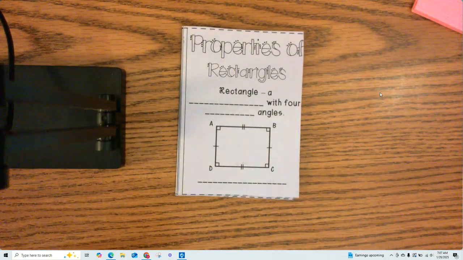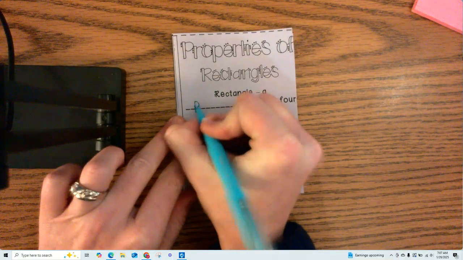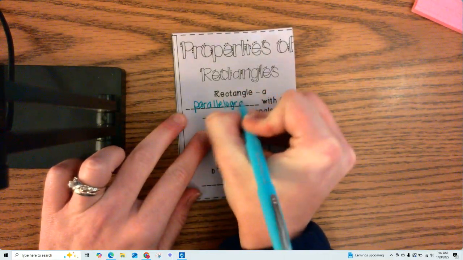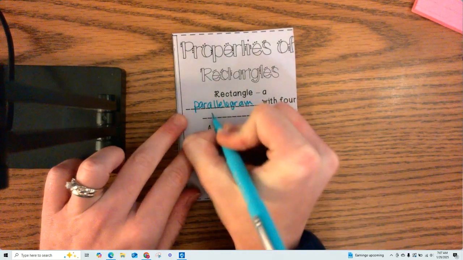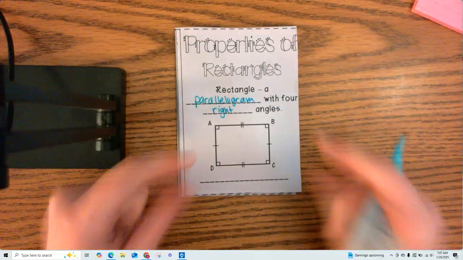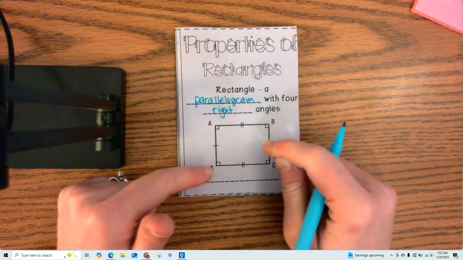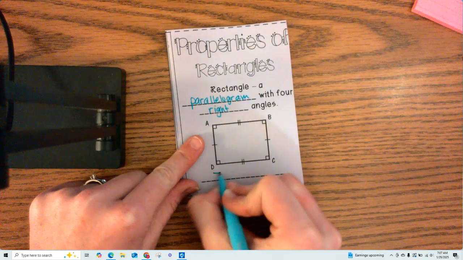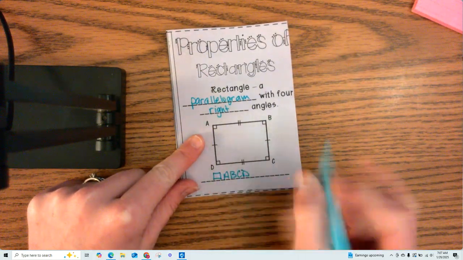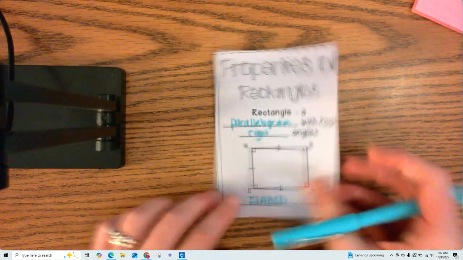This video is for the properties of rectangles notes. So a rectangle is a parallelogram with 4 right angles. So it's a parallelogram, but we have a more specific name for it because of those right angles. And so this one would be rectangle ABCD. All right, properties of these.